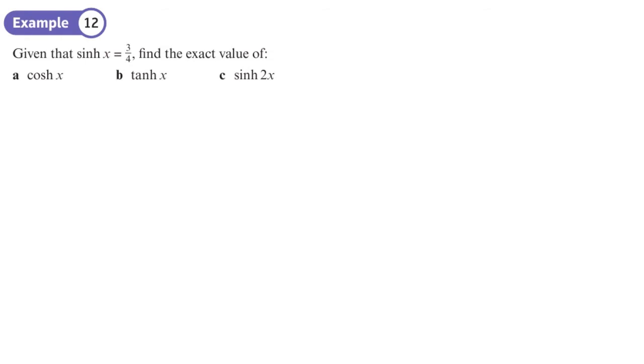Right, we've been given sinh x is 3/4. And then what we can do is we can use a trig identity to work out either cosh or tanh or sinh 2x. So what we're looking for in part A is an identity that links sinh with cosh. Now, if we remember our normal trig identity, sin squared x plus cos squared x is 1. I'll just put that here.